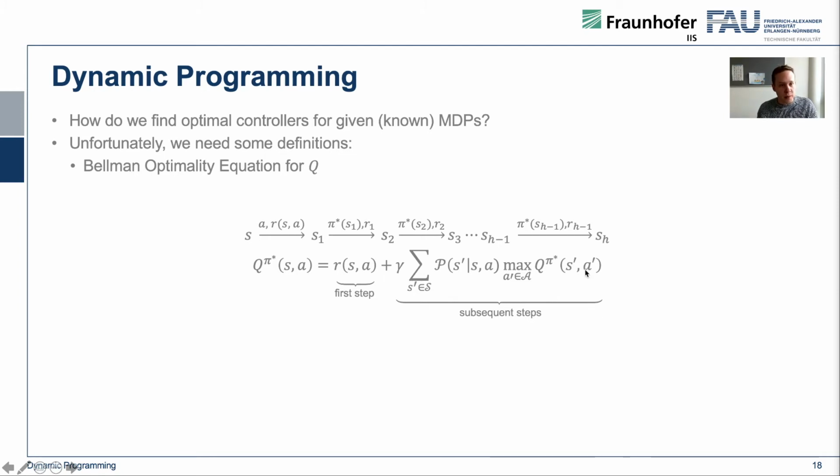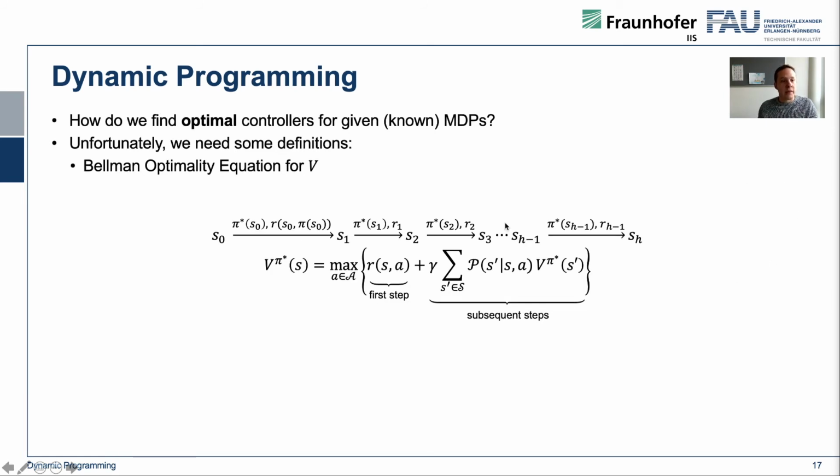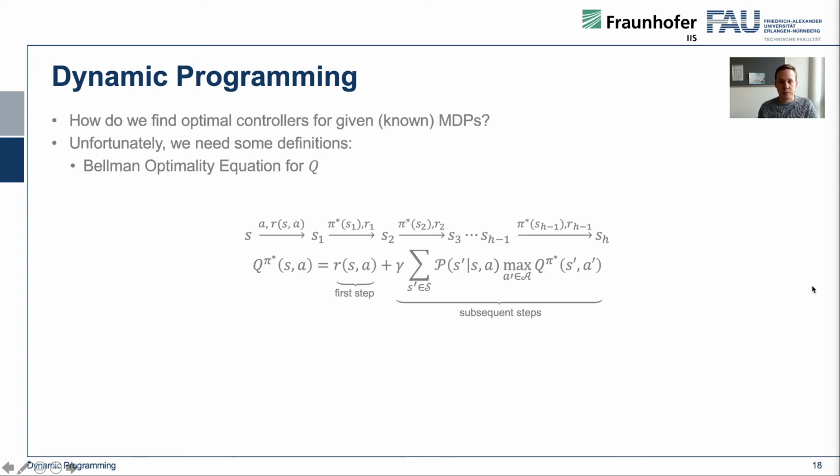However, this is something we will cover in the next 2 videos. We will find algorithms that solve the Bellman optimality equation and return an optimal value function or an optimal policy for a given MDP that we have accessible.